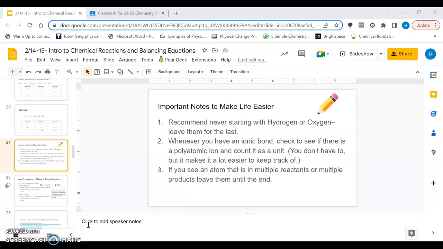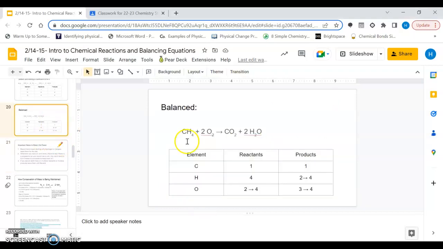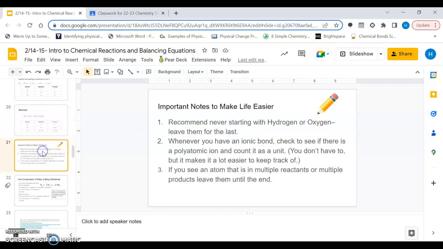There are a couple important notes I want to throw out there. I recommend don't start with hydrogen or oxygen if you can avoid it. Generally, leaving them for last is easier because they'll be in multiple things. So if I go back to that previous example, you'll see how in the product, the oxygen atoms are both in carbon dioxide and in water. That is actually what made me choose to do hydrogen first. So whenever I can avoid starting with something that's in multiple molecules on one side, I do that.